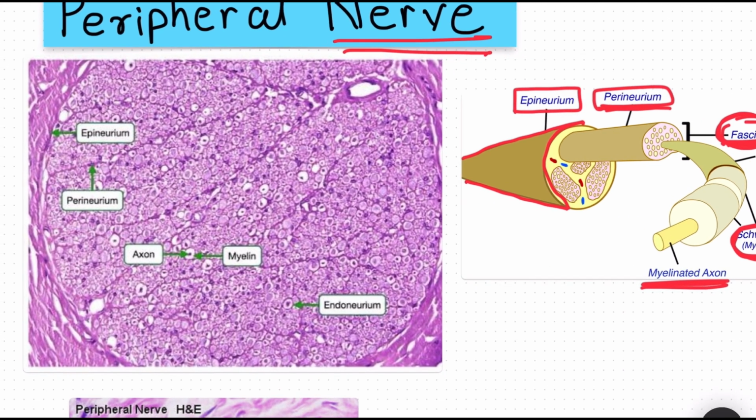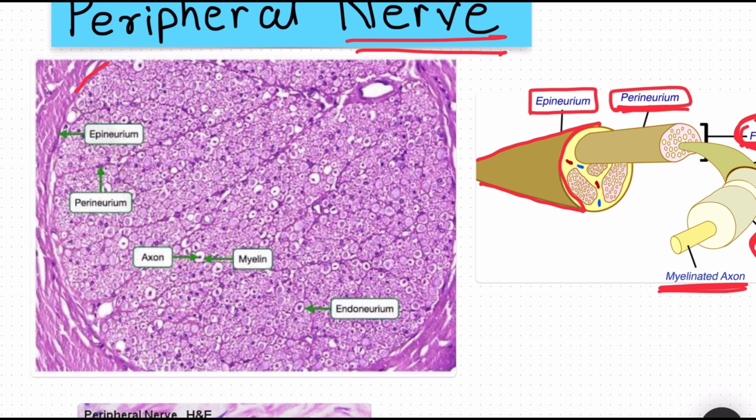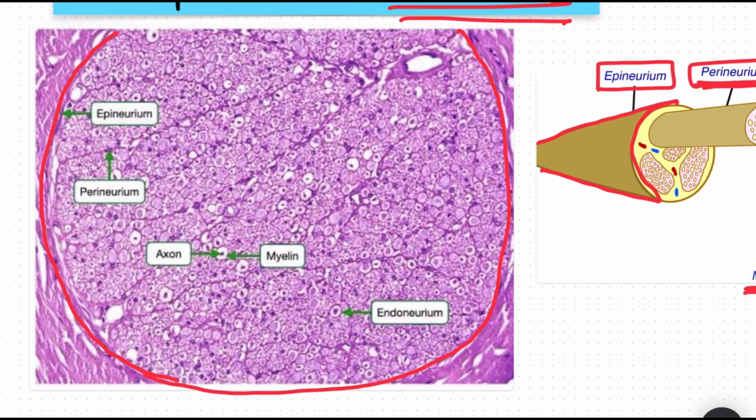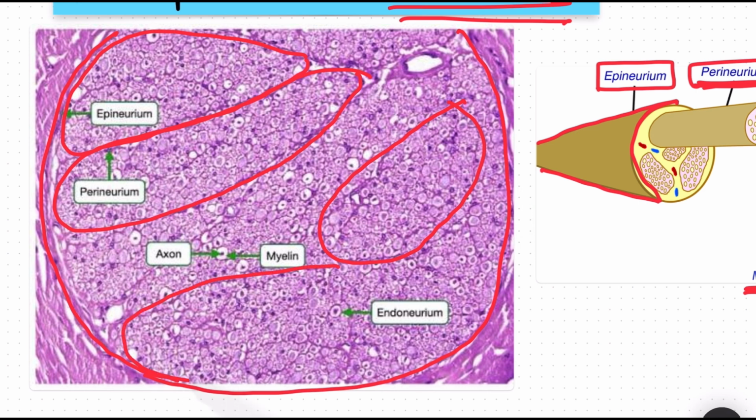Okay, so innermost will be endoneurium. You can see this one. This outermost covering of the nerve fiber is epineurium. So these bunches are fascicles. Fascicles are nothing but bunches of nerve fibers. These fascicles are covered by perineurium. Okay, so this one is perineurium. So this fascicle is nothing but what? It is a collection of nerve fibers or axons.